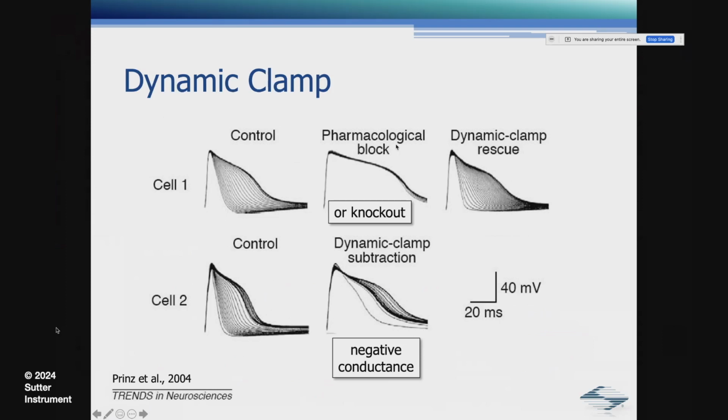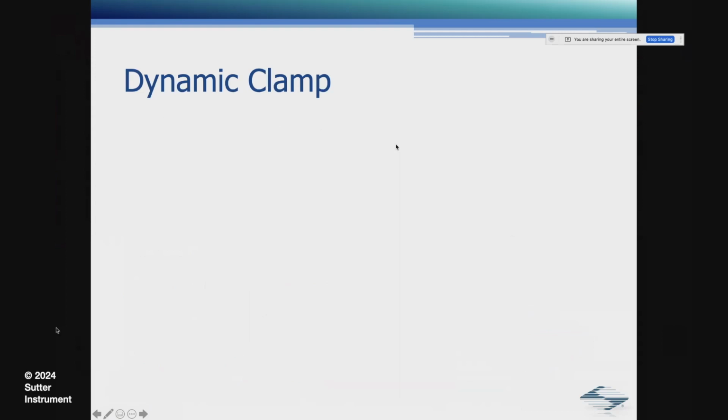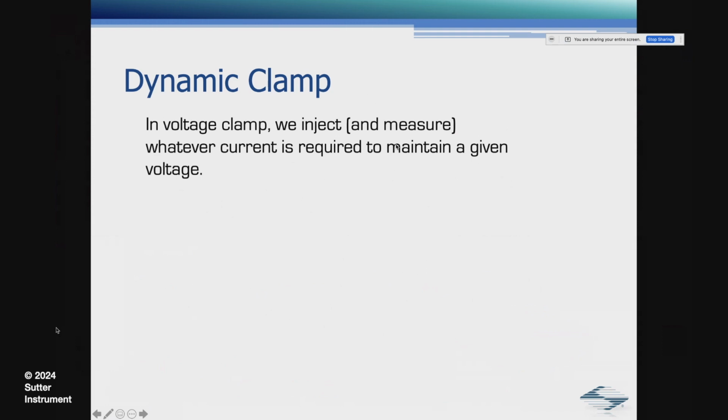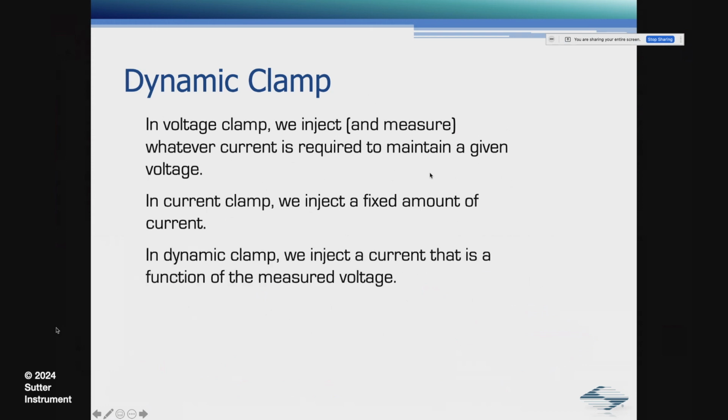A third scenario that I'm not going to talk about today would be mimicking synaptic input to a cell in a slice, in a tissue sample. So let's look at the verbal definition of dynamic clamp. If we do voltage clamp, we inject and then also measure the current that's required to maintain a given membrane voltage. In current clamp, in contrast, we inject a fixed amount of current, and in dynamic clamp, we inject a current that is a function of the measured voltage, not a fixed amount, unlike regular current clamp.